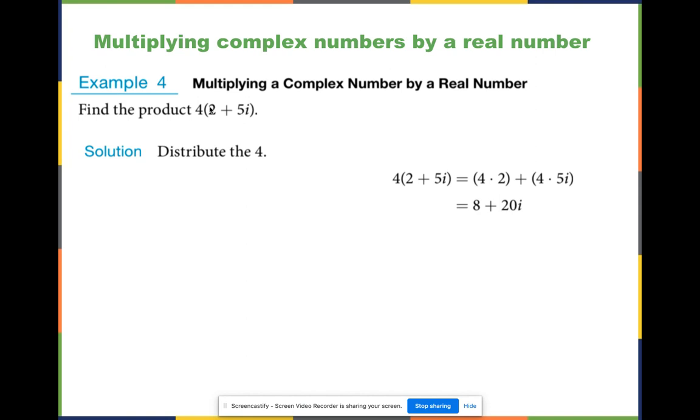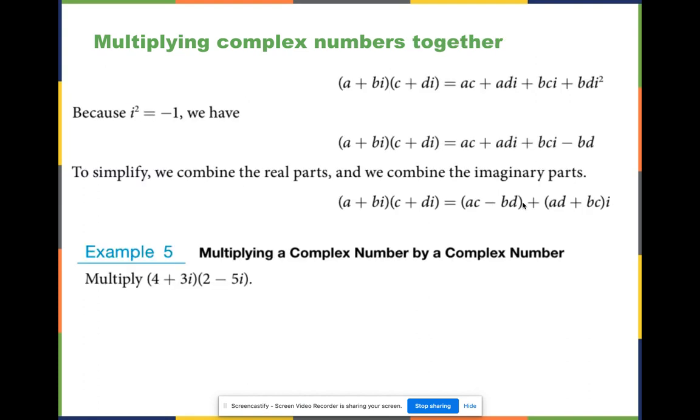You distribute the real number to both parts. So 4 times 2 and 4 times 5i just gives you 8 plus 20i. Okay, so not too bad.